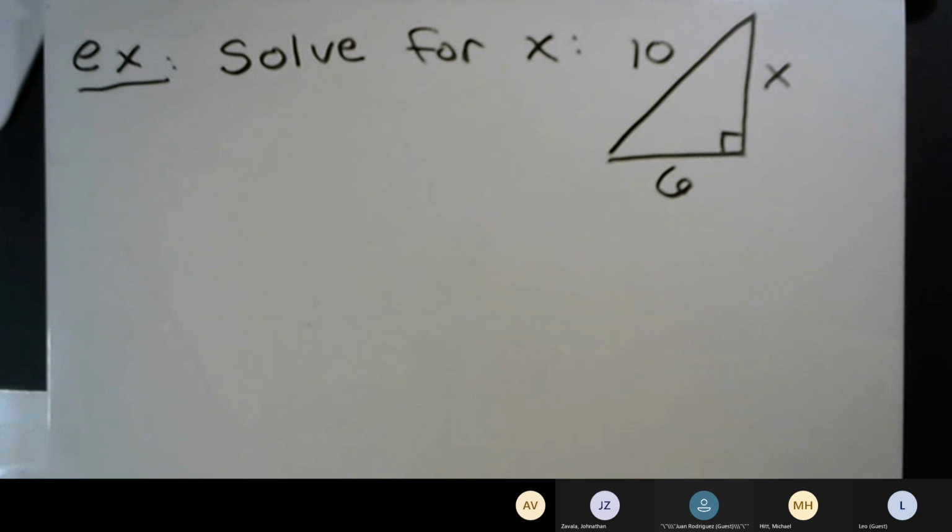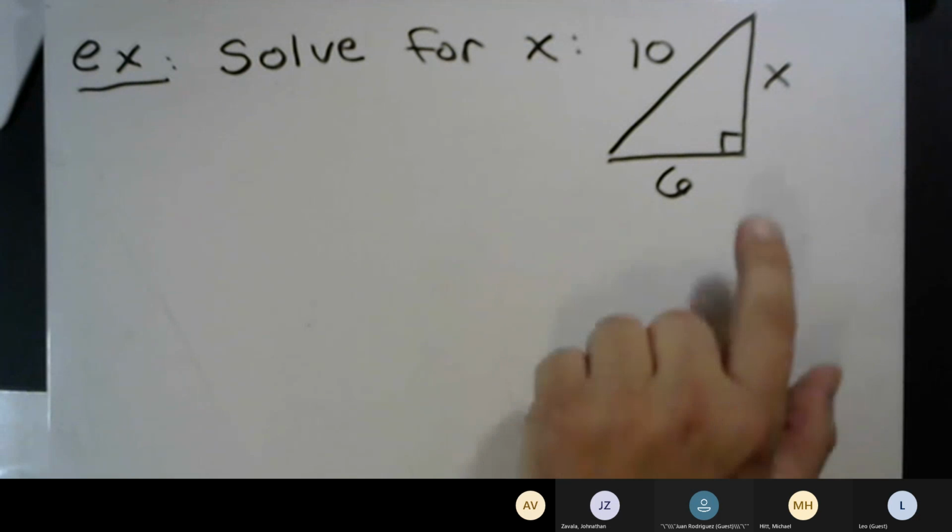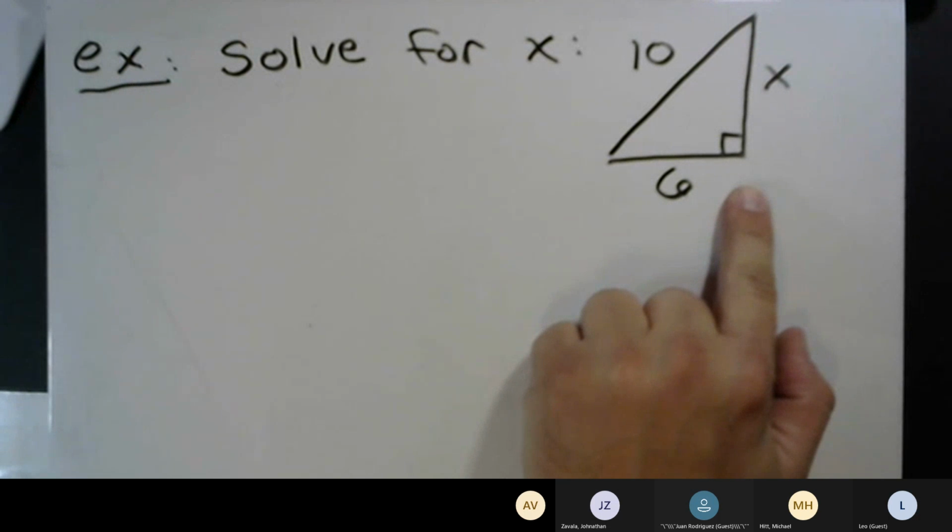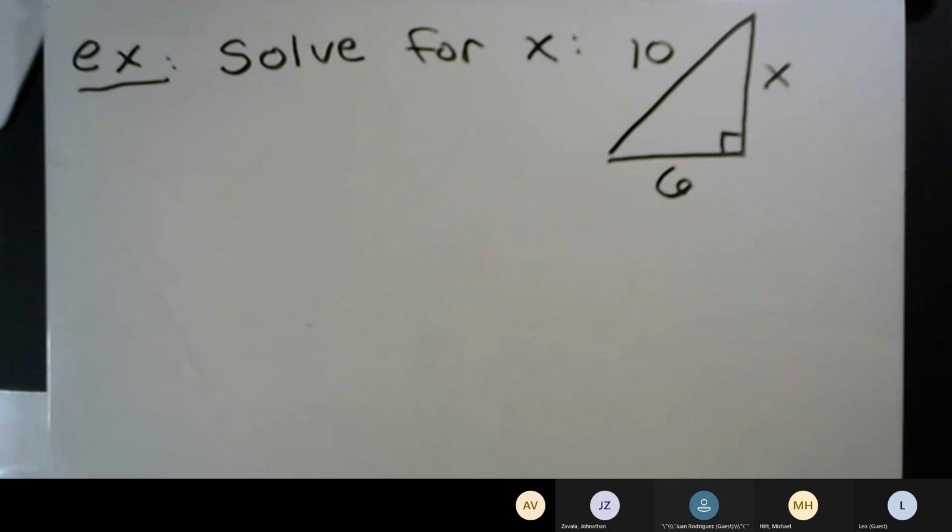We need to solve for x. Well, how can we do it? Well, we can always use the Pythagorean theorem. So let's label this thing.